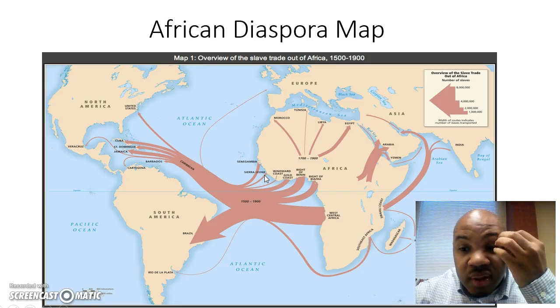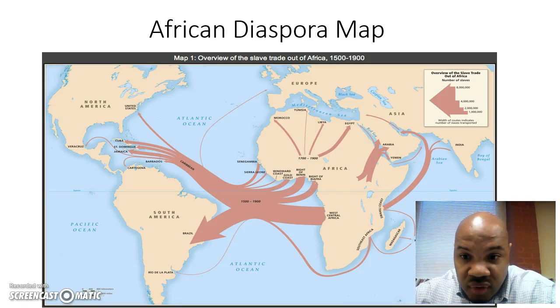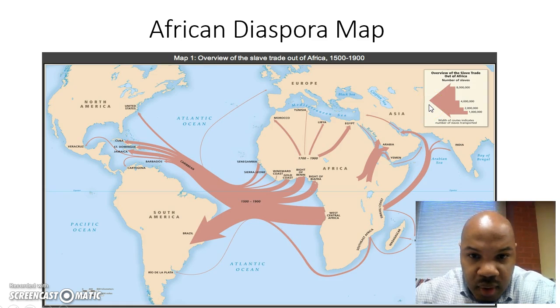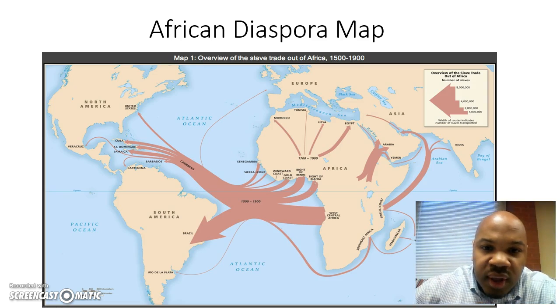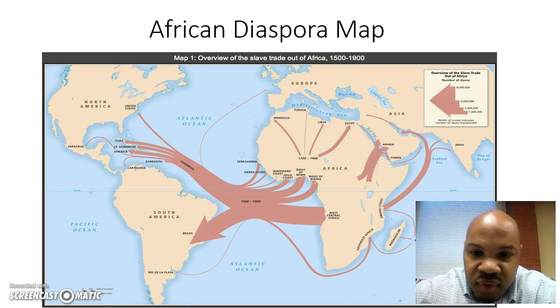This is a map of the African diaspora. Now, as you can see right here, the enslavement of Africans has gone global. Now, this is not to say that Africans never held other Africans in slavery. You have to understand that there are different ethnic groups and cultures within Africa itself.